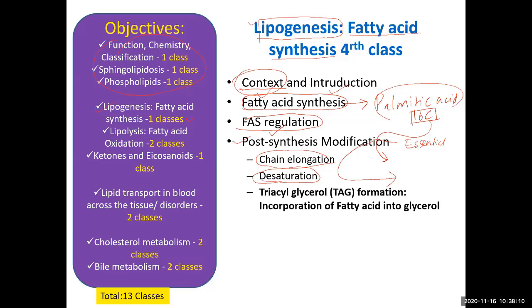At last, we have already studied glycerol synthesis, and then the fatty acid incorporation into glycerol. This is the content and the objective we are going to talk about today. First we will introduce fatty acid, then fatty acid synthesis. We will do regulation, then post-synthetic modification. Just remember this content.